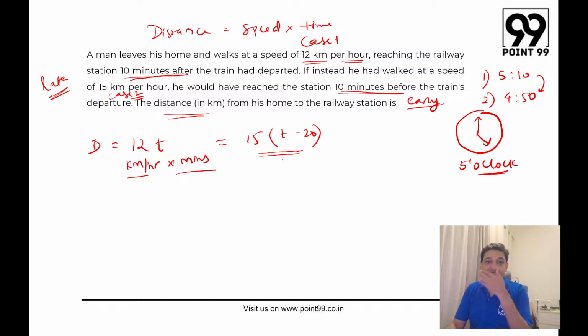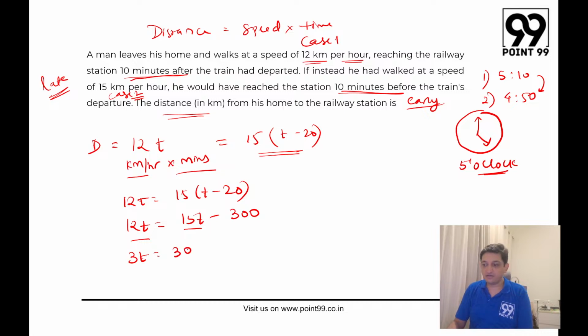Alright, so 15 into t minus 20 will be the expression in the second case. अब दोनों जगह पे distance same है. So what we can do in this case is we can equate 12t equals 15 into t minus 20. 12 into t will be 15 into t minus 15 into 20, which is 300. ठीक है? तो 15t minus 12t will become 3t will be equal to 300. So t will be equal to 100. अब t is 100 minutes. ठीक है? ये मुझे मिल जाता है.